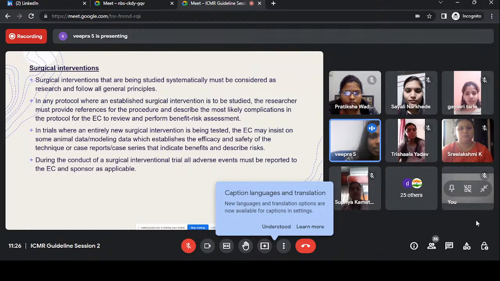Who will give the compensation? The sponsor, or the sponsor's representative, will give the compensation. Who will give the order to the sponsor or their representative that you have to give the compensation? The ethics committee will give the opinion, but the final order is given by the regulatory authority. The regulatory authority will order the sponsor or the representative of the sponsor to give the compensation. So the same is applicable here.